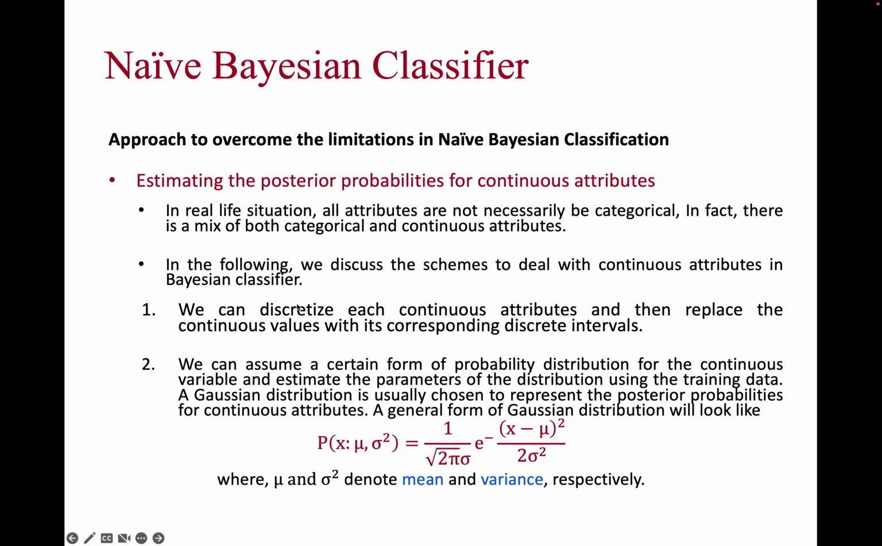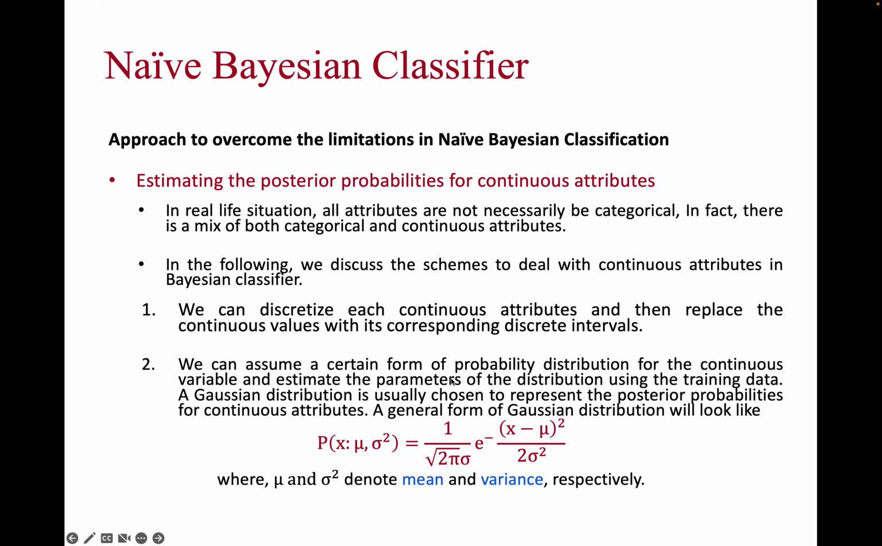We can discretize each continuous attribute and then replace the continuous values with the corresponding discrete intervals. Remember, in the continuous case salaries were given or dates were given, so we broke them into parts, into discrete intervals. So how to overcome the limitation? One is this: breaking into parts or intervals.